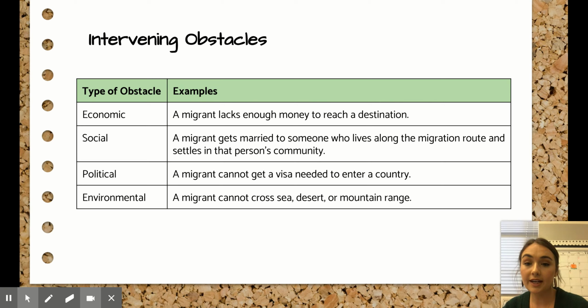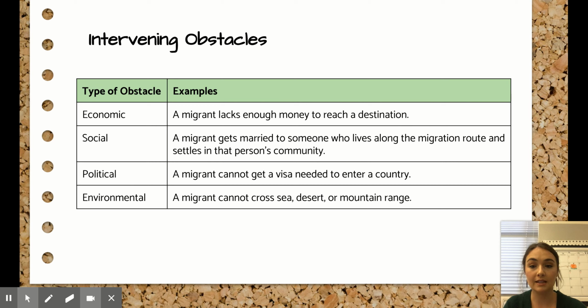A political intervening obstacle: a migrant cannot get a visa to enter a country. Maybe there's a ban on that country. Maybe he's not educated enough to enter that country because there are certain restrictions. Maybe the country that he's trying to go to has already met their quota on immigration for the year, so they're not allowed in. That would be a political intervening obstacle. And then an environmental intervening obstacle: a migrant cannot cross sea, desert, or a mountain range because it's too difficult.